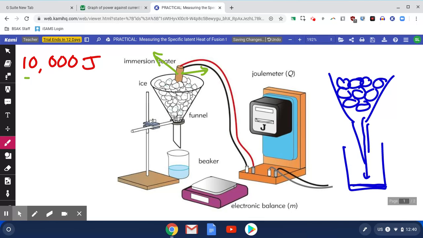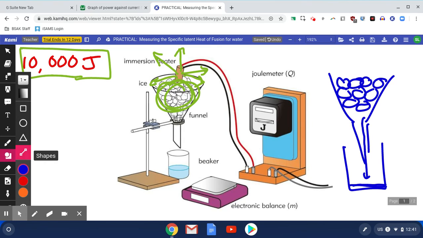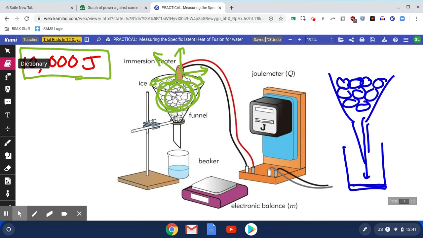Sure, some of that goes into melting the ice, but a lot of it is wasted into the room. Some of it might go into heating up the filter funnel. But only some of this 10,000 joules actually goes into melting the ice. So there you have it. That's the real reason. Not a brilliant practical, not a brilliant method, but it's a very useful one for starting to get us thinking about errors and uncertainties in measurements and practical techniques.